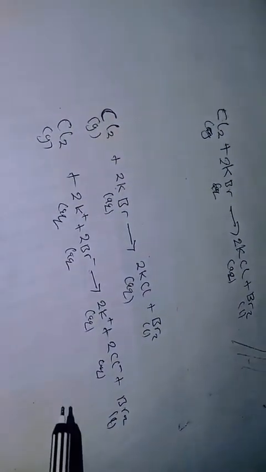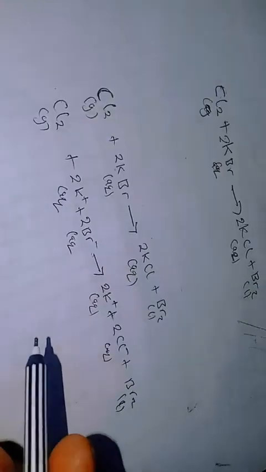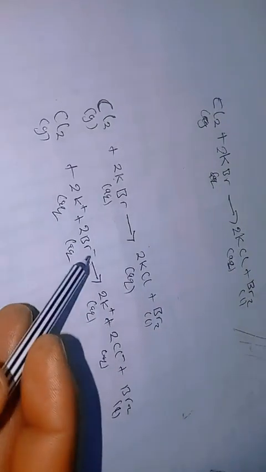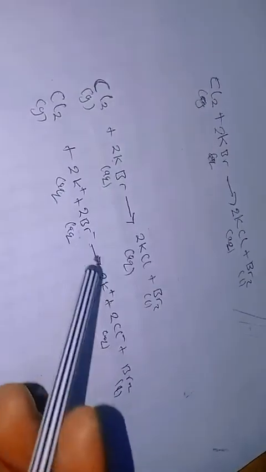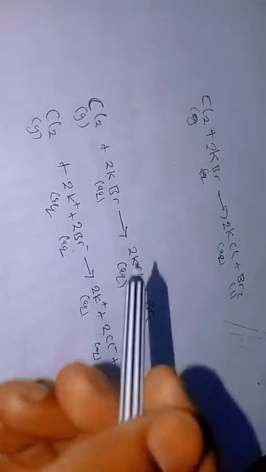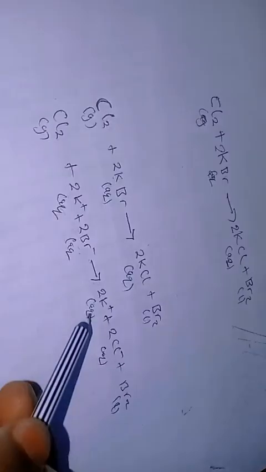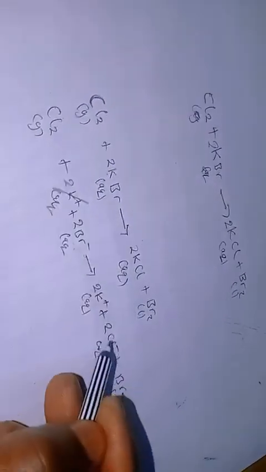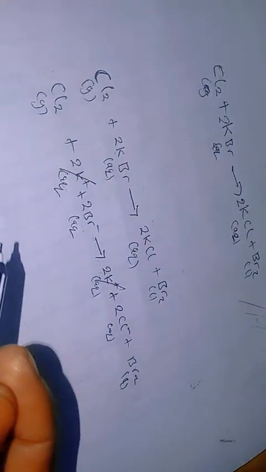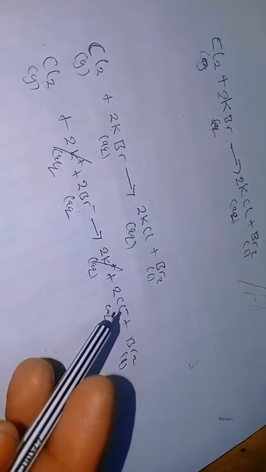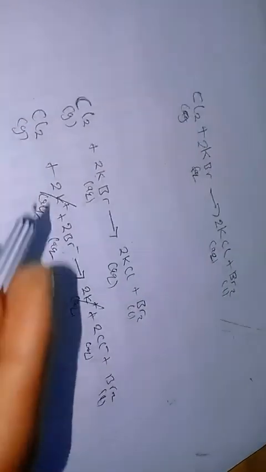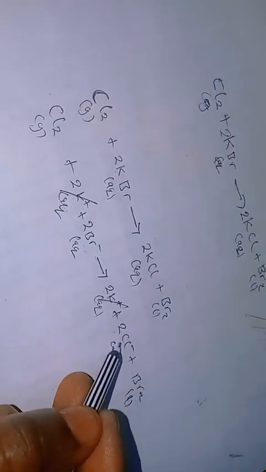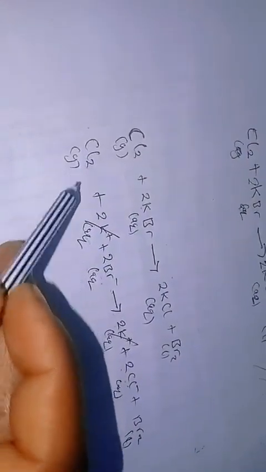So from here now, we just cancel out what is common from the left side, that is before the arrow, and what it is common with on the right side, that is after the arrow. So here we have 2K positive, also here 2K positive. So these they are common. We cancel them. Okay, what else? So that is all that is common there. Remember, this 2 Cl negative and this Cl2, they are not common.